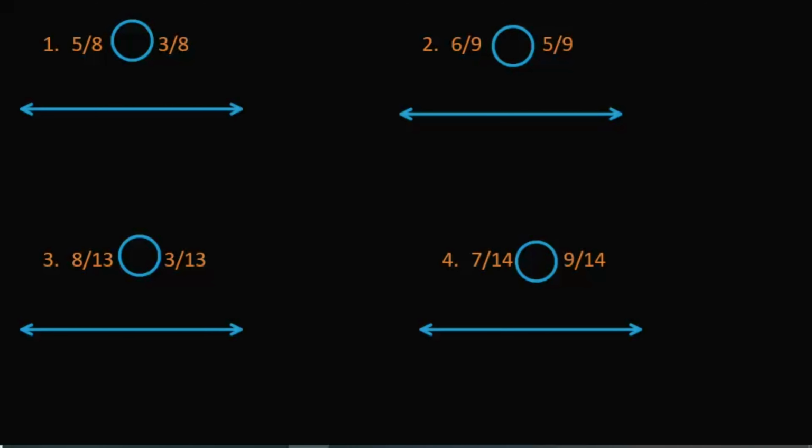The first one says, which one's greater, 5/8 or 3/8? So here, as you can see, all of them have a number line, and that is because I am going to use the number line to compare. So this would be 0, and this would be 8. And then there will be 1/8, 2/8, 3/8, 4/8, 5/8, 6/8, 7/8.